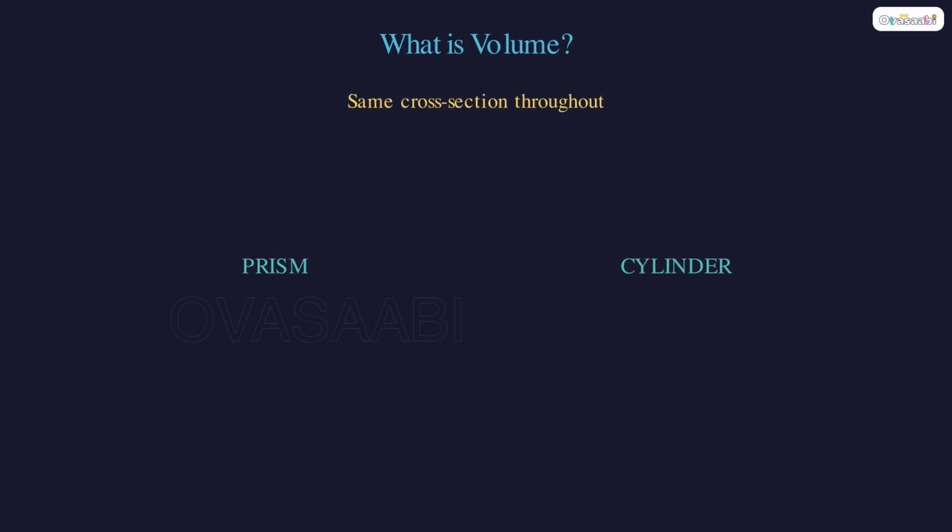Volume means the space inside a 3D shape. A prism has the same cross-section throughout. A cylinder is a prism with a circular base.